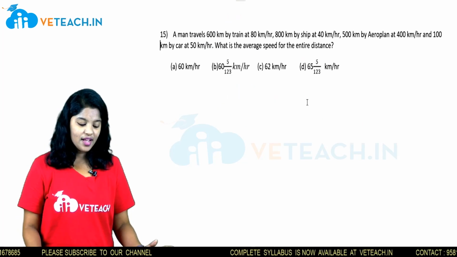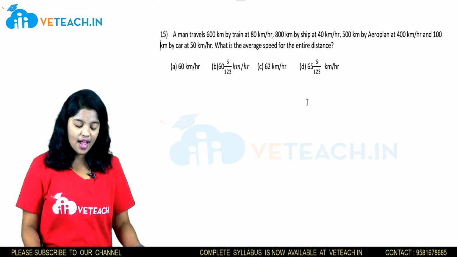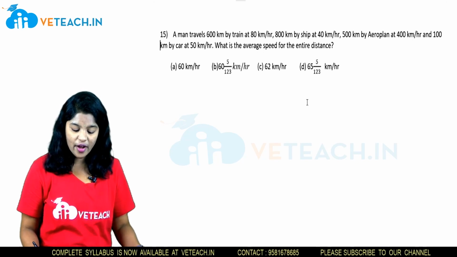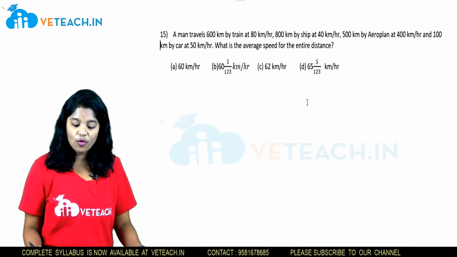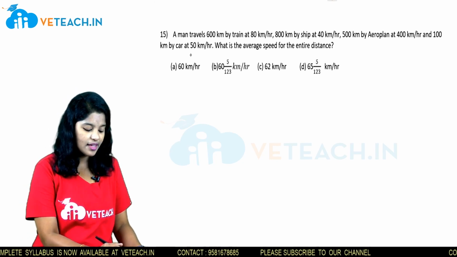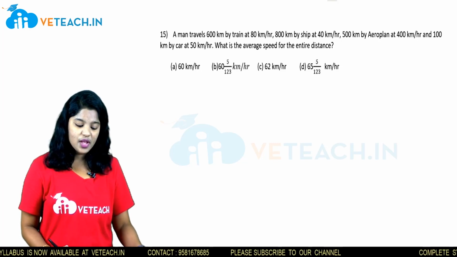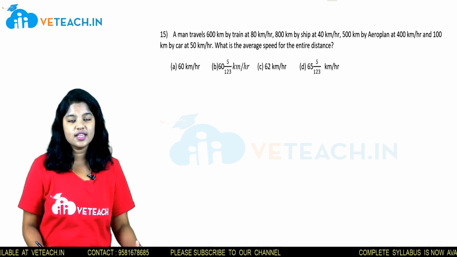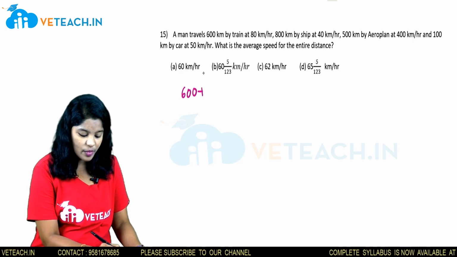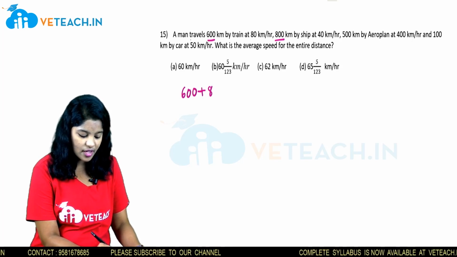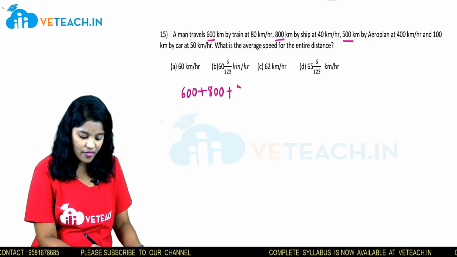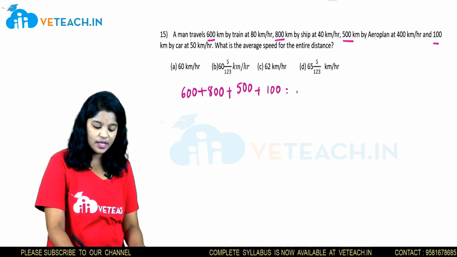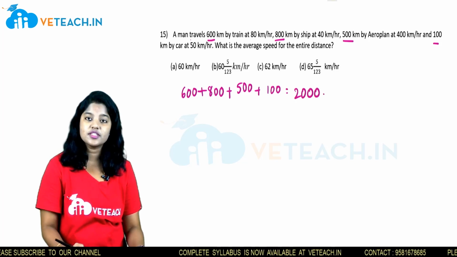See the next question. A man travels 600 kilometers by train at 80 kilometers per hour, 800 kilometers by ship at 40 kilometers per hour, 500 kilometers by airplane at 400 kilometers per hour and 100 kilometers by car at 50 kilometers per hour. What is the average speed for the entire distance? First let us calculate the total distance he has traveled, that is 600 plus 800 plus 500 plus 100 kilometers. So this will be equal to 2000 kilometers.